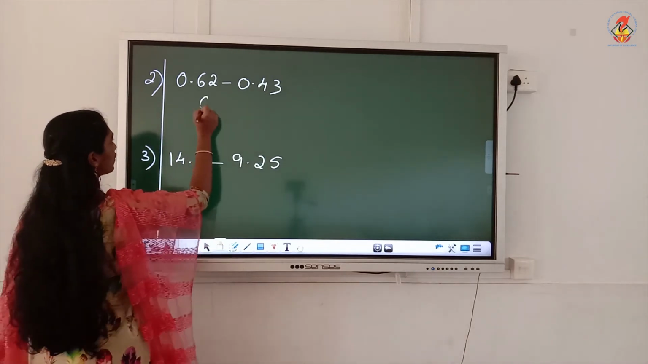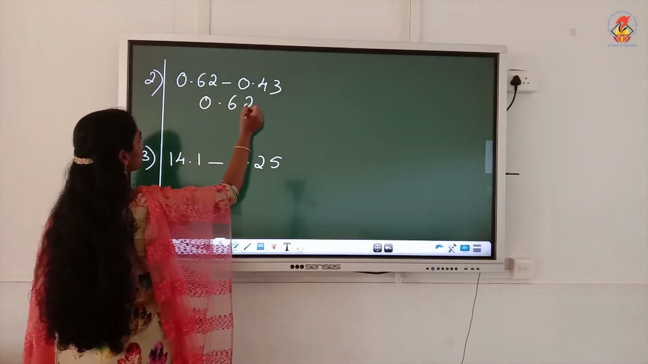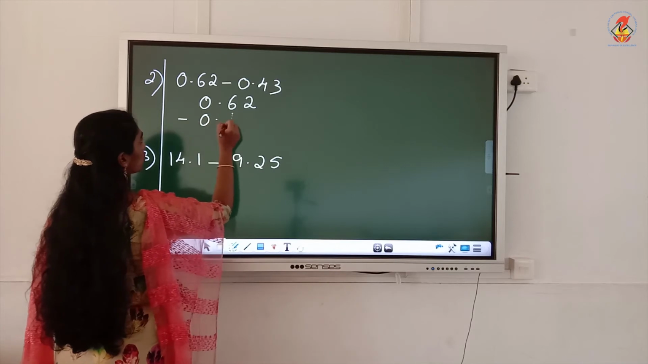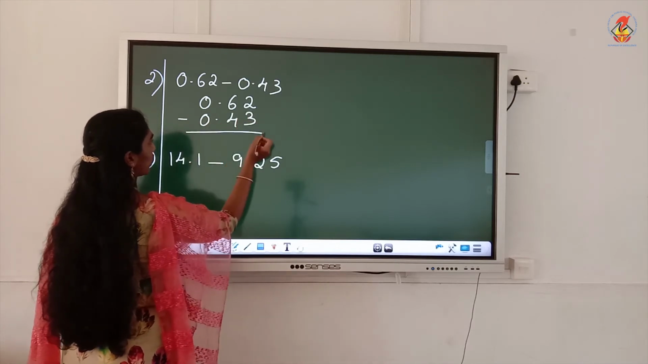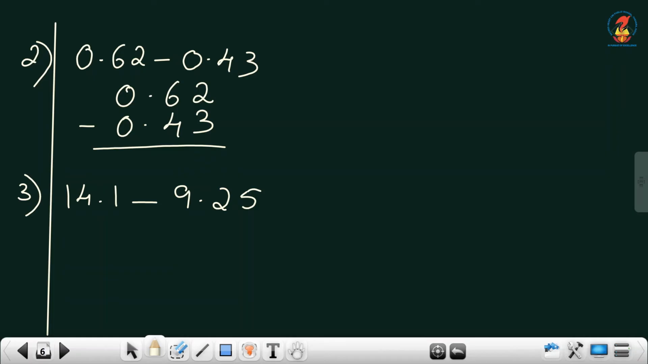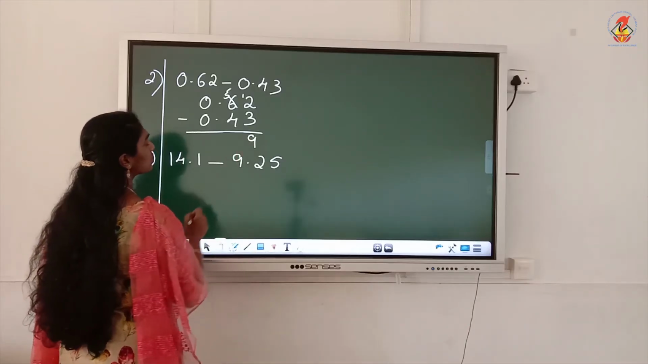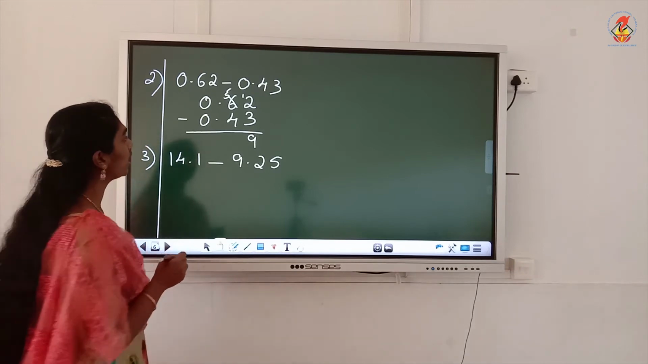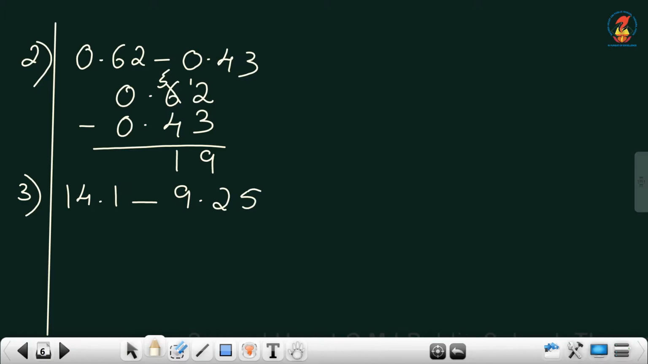Now, this one also, there are 2 decimal places. So we can straight away do our subtraction. Minus 0.43. Again, 2 minus 3 not possible. Borrow, this becomes 5. This becomes 12. So 12 minus 3, what do you get, children? You get 9. Okay, then 5 minus 4 you get 1.0.